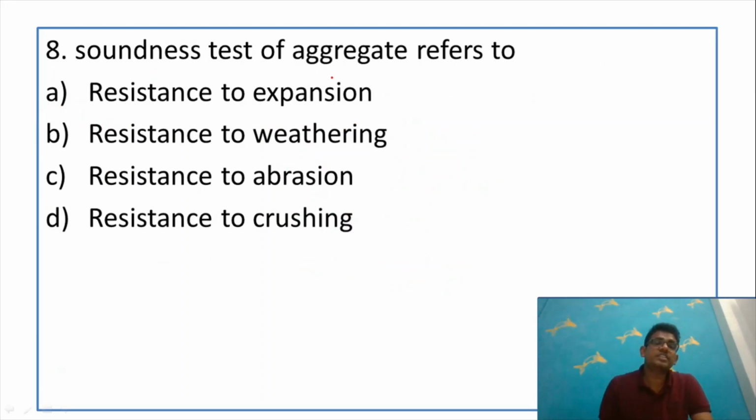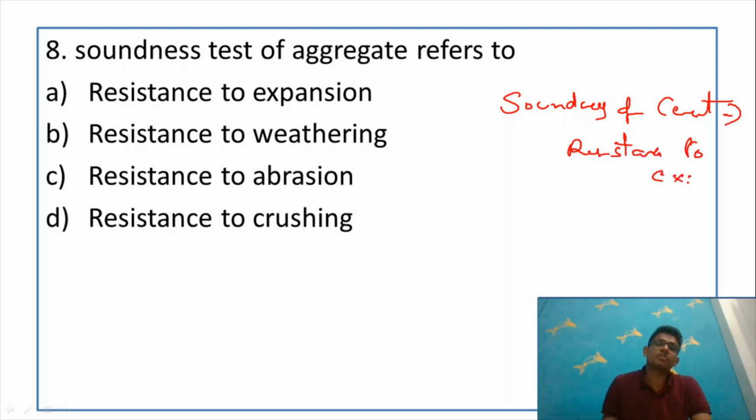Next one. Soundness test of aggregate refers to. So basically, if you take the soundness of cement, that is the resistance to expansion. Soundness of cement means resistance to expansion. And if you take the soundness of aggregate, that is the resistance to weathering. Soundness of aggregate means resistance to weathering. So that will be the answer here.